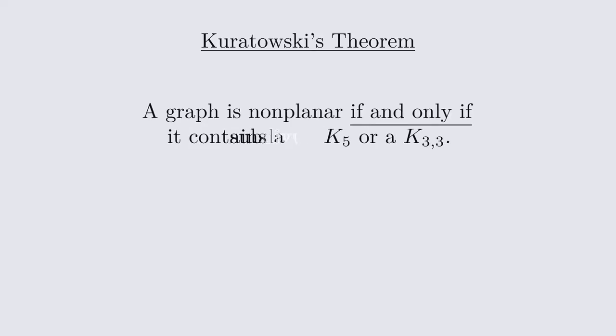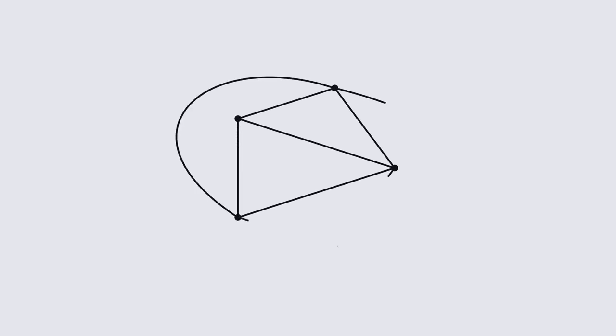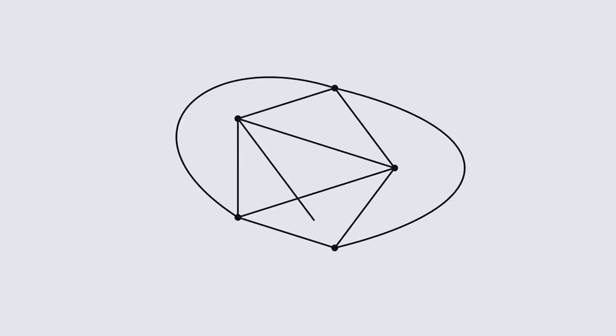So Kuratowski's theorem states that the graph is nonplanar if and only if it contains a subdivision of K5 or K33. We are going to try to prove it in this video. But first, it will be helpful to understand why K5 and K33 are non-planar. What exactly goes wrong when we try to draw K5? Well, we can draw most of the edges, but when we try to draw the last edge, we're stuck. Why exactly?